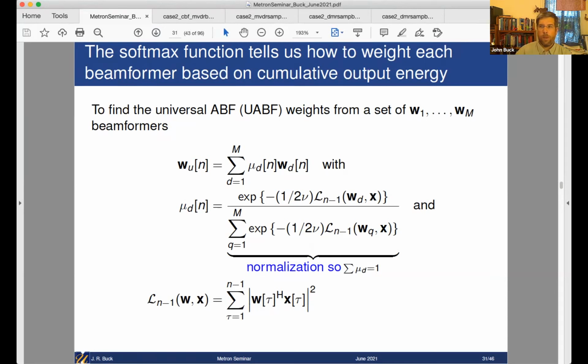On the other extreme, if a beamformer doesn't have enough degrees of freedom and it can't cancel the interferers, this loss function will get quite large, and e to the minus that will get small very quickly, and will very quickly attenuate that beamformer and say, you know, you're not doing well. We don't want you as part of the mix in determining our output.